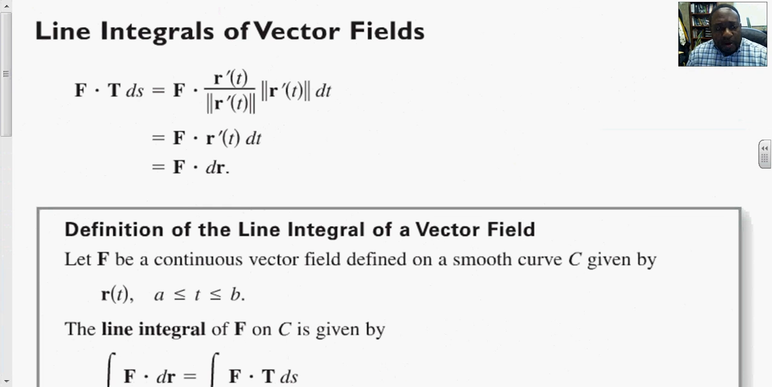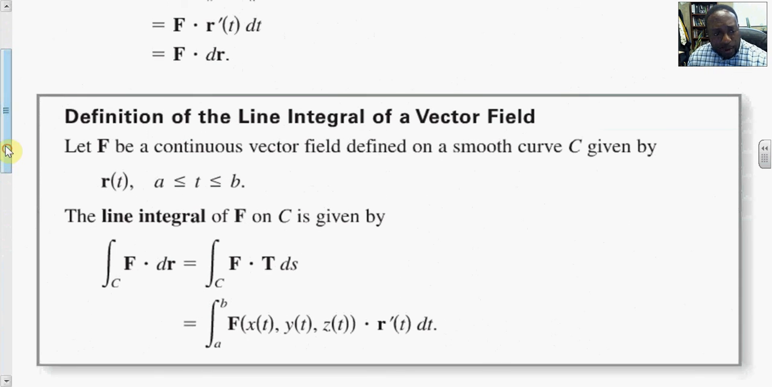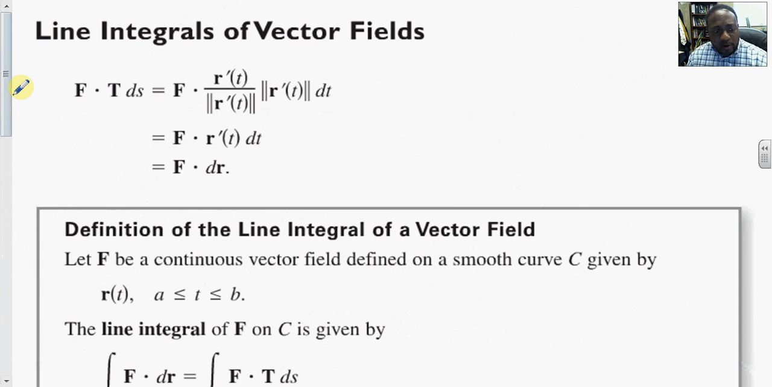Well, what if you have the line integral and you want to find it using vector form, or some type of differential? I think what's helpful: we're trying to calculate this capital F vector field, dot product of that with the tangent vector ds, and that's what the line integral materializes itself into being. Now this tangent vector here is r prime divided by the norm of r prime.